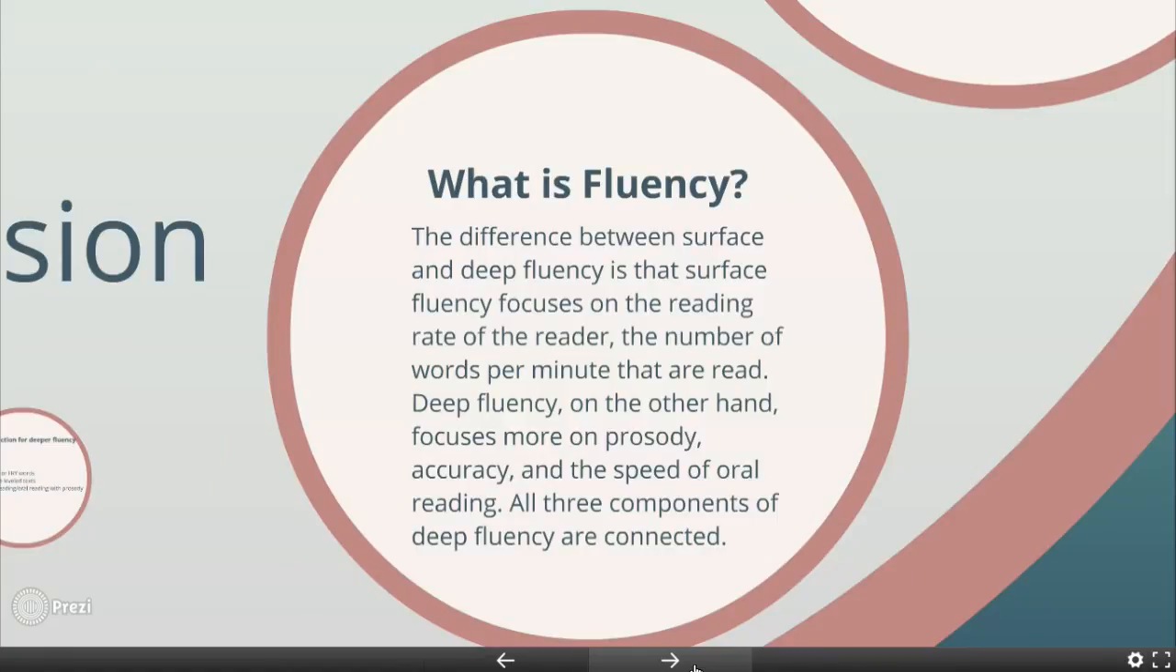Fluency is freedom from word identification problems that may impact comprehension. A reader reads smoothly, without hesitation, and with comprehension. It consists of 4 components: accuracy, rate of speed, prosody, and comprehension. The difference between surface and deep fluency is that surface fluency focuses on the reading rate of the reader, the number of words read correctly per minute. Deep fluency, on the other hand, focuses more on prosody, accuracy, comprehension, and the speed of oral reading. All components of deep fluency are connected.